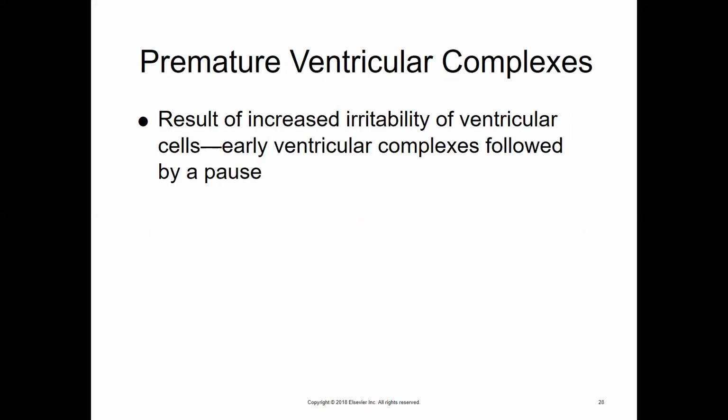So a PVC, a premature ventricular complex, is common. Their frequency does increase with age. They may be insignificant, or they may occur with problems like MIs, chronic heart failure, COPD, anemia.